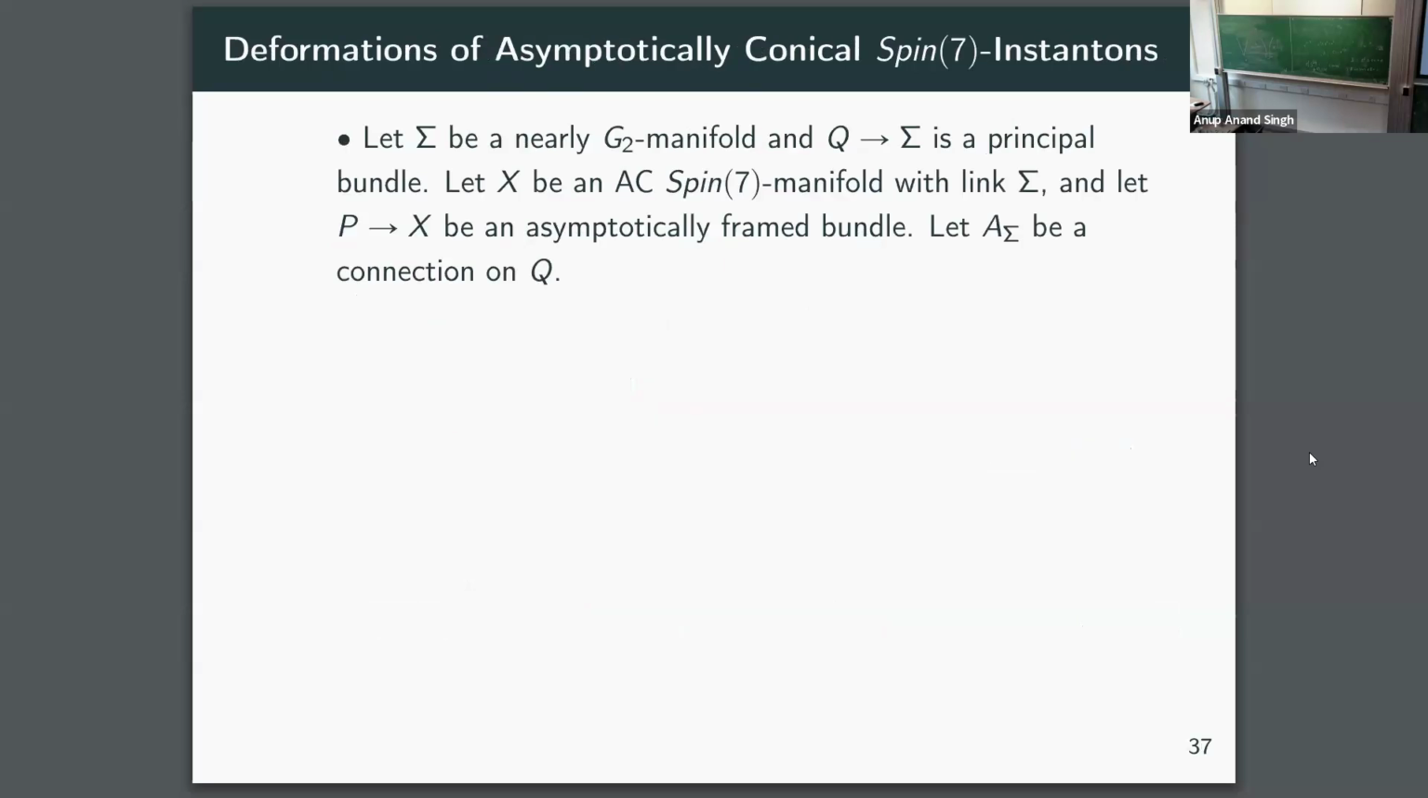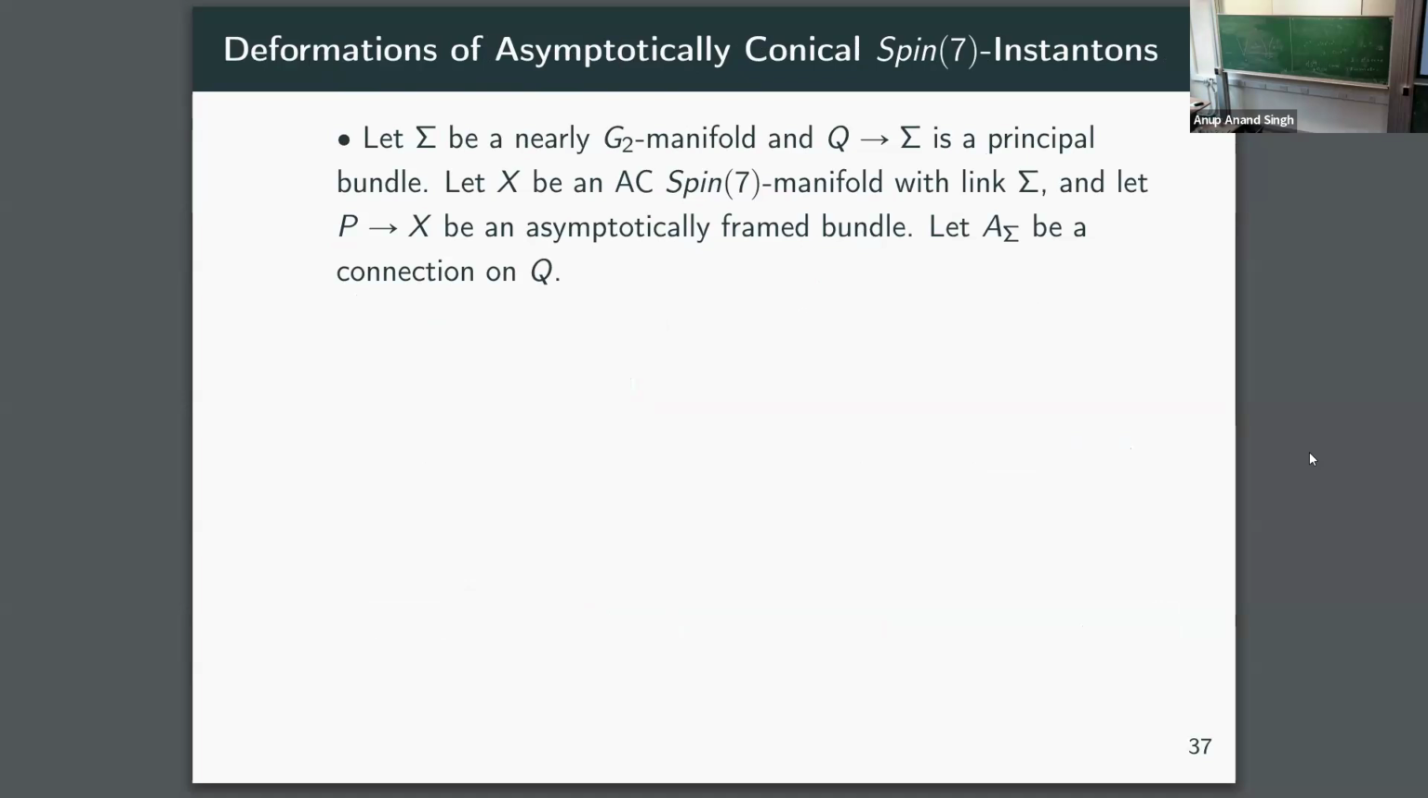So I want to study the moduli space. The best way to start is to look at the deformation of these instantons. Again, the usual setup: I'll start with a nearly G2 manifold, and I'll consider a principal bundle over it.